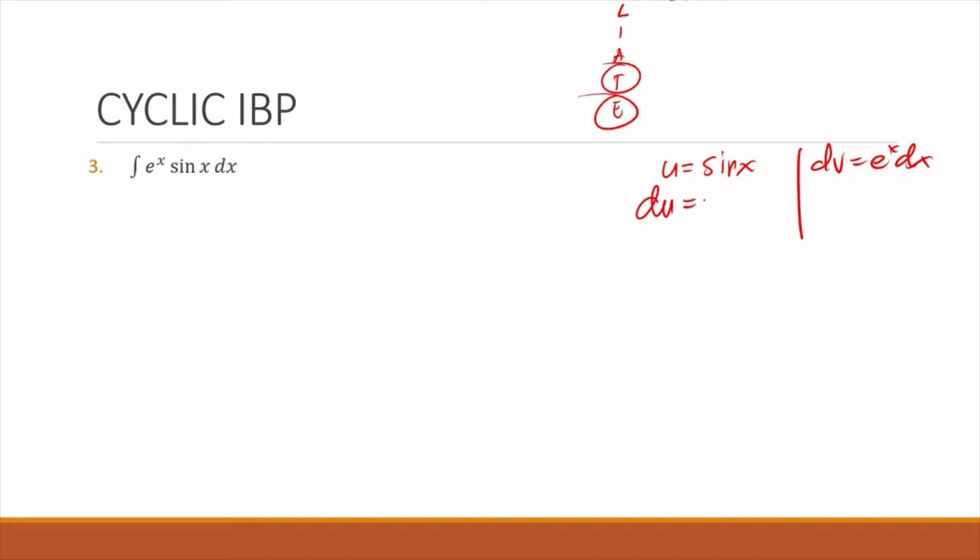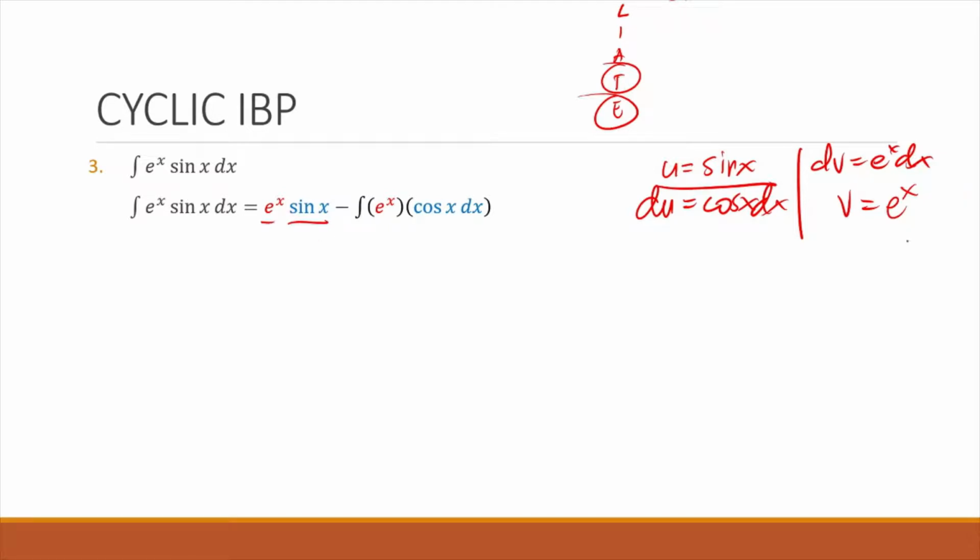The corresponding du is cosine x dx. Okay, and then from dv equals e raised to x dx, v is just e raised to x. Okay, so plug in to the working equation. u times v, u in this case is sine x, and then v is e raised to x, minus v, again v is e raised to x, and then du is cosine x dx.